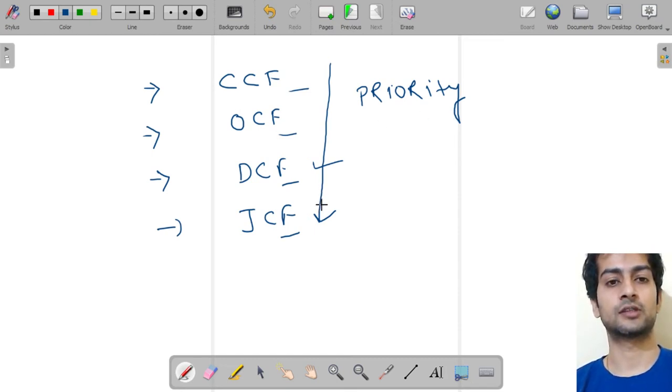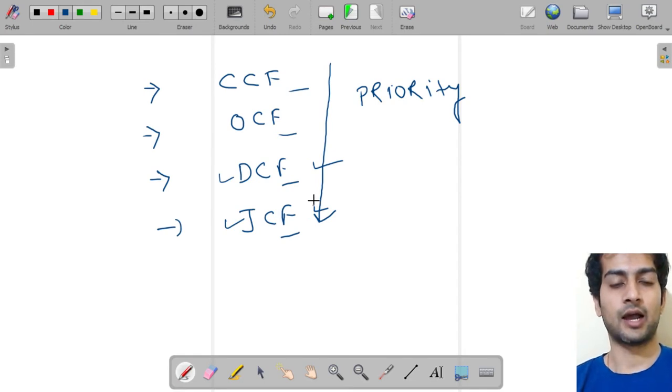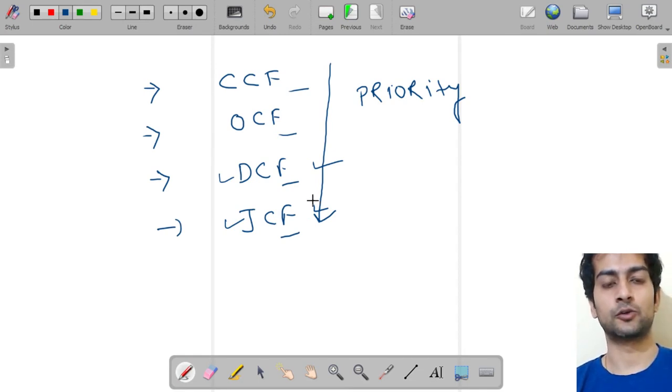If the transfer function is in the form where you can easily find that the poles are repeated, then go for JCF. You will find that in the options also easily. But if you are given a general transfer function, then it will be very difficult for you to identify whether it is DCF or JCF. So go with this priority. Go for CCF first, then OCF, then DCF, then JCF. I hope that you will appreciate this effort.